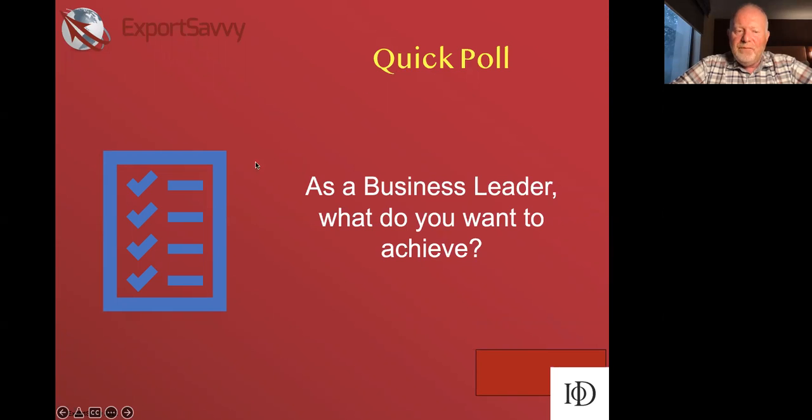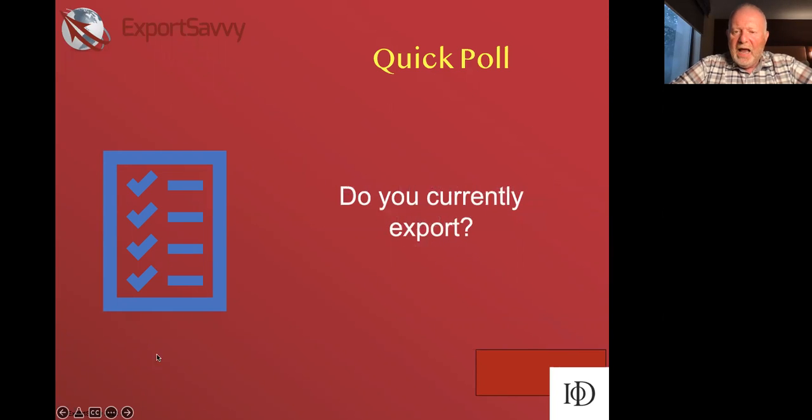Right, let's have another quick one, if we may. And I'd just like to get a bit of a flavour for who's in the group. So a very quick one, very simple one here. Do you currently export? Yes or no? Okay, brilliant. So we've got literally an even result, more or less, here. So 50% of you are exporting and 50% of you are not.